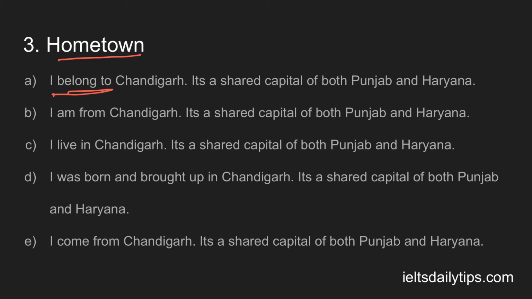Another way of saying this is, I'm from Chandigarh. It's the shared capital of both Punjab and Haryana. The third way you can say, I live in Chandigarh. It's the shared capital of both Punjab and Haryana. In the same way you can also say, I was born and brought up in Chandigarh. It's the shared capital of both Punjab and Haryana. And you can also say, I come from Chandigarh and it's the shared capital of both Punjab and Haryana. So these are a few of the ways by which you can talk about your hometown.